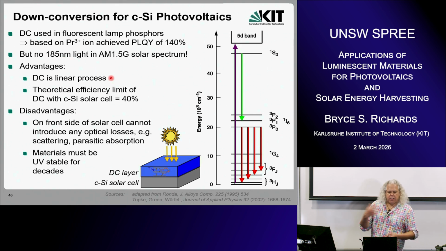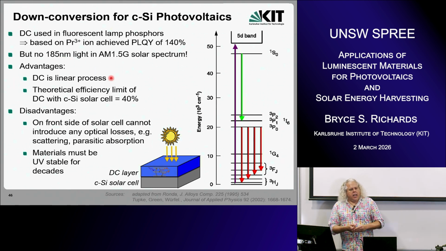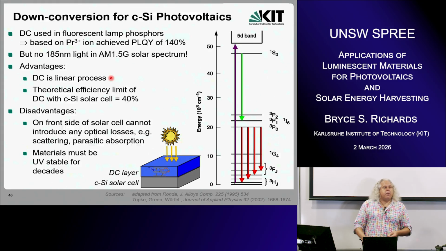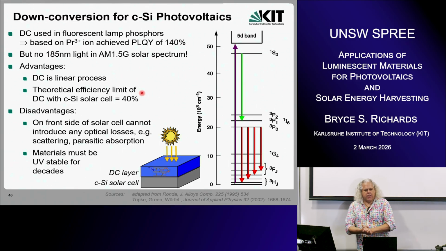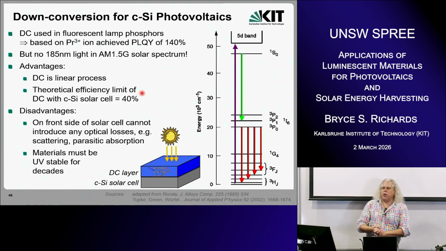Now, the advantage is that down conversion should be a linear process, not a non-linear process that is pump intensity dependent, like upconversion. And we were advised once again by our friend Torsten, and he's also told us that the number for this combination of a down converter on top of a silicon solar cell should also be 40% efficient in theory.